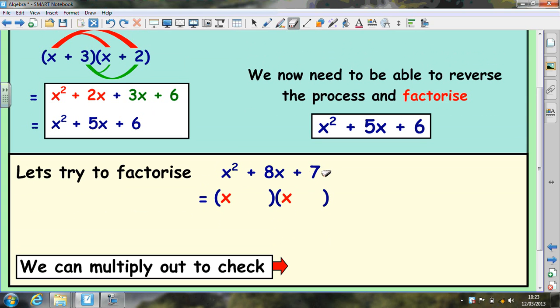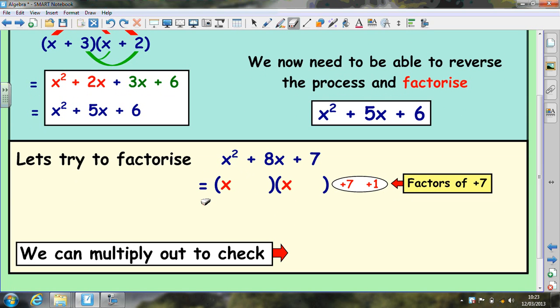So in the same scenario, we think of what things multiply to make the 7 here. And we write them down, and that's plus 7 times plus 1, the factors of 7. They're the only factors in this case of 7, so we can put them into our brackets and say that it must be x plus 7 and x plus 1. From the last lesson, because there's two pluses there, the brackets must include pluses.